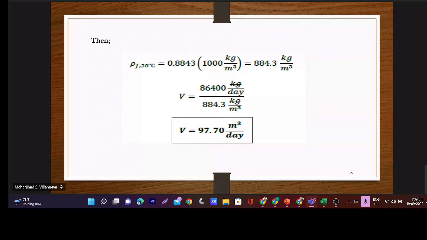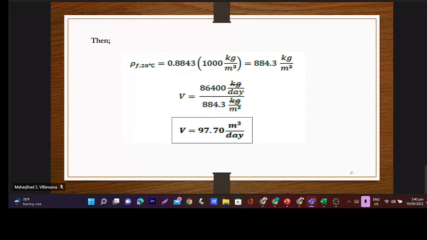So for the density naman, kunin natin yung density ng fuel at 20 degrees Celsius, which is equal sa 0.8843. Yung nakasulat kanina na formula, yung density ng fuel ay equal sa specific gravity multiply sa density ng water. Kaya naging 0.8843, yung nakuha natin kanina, multiply sa density ng water, which is 1,000 kg per cubic meter. So, ang makukuha nating density ng fuel at 20 degrees Celsius ay 884.3 kg per cubic meter.